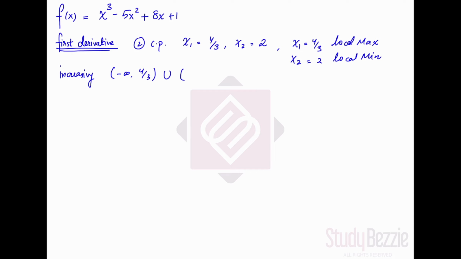That's where a lot of people have trouble. Union is just making sure we combine these two intervals. The combination of intervals is done with a U sign, which means union. 2 to infinity is where the function is increasing, and the function is decreasing in the interval 4/3 to 2. That's the information we get from the first derivative.